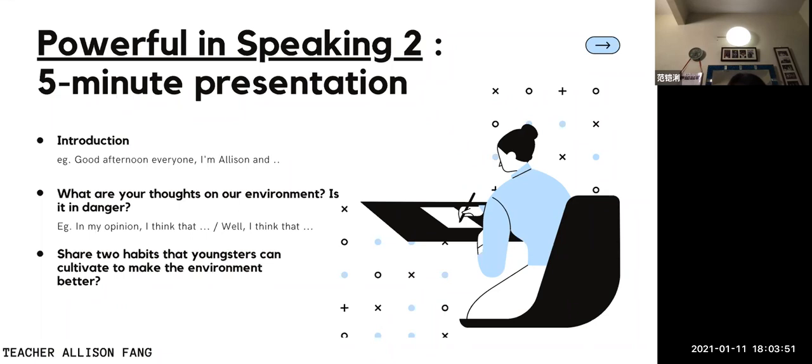One of the habits that youngsters should cultivate is that they should bring metal straws wherever they go instead of using a plastic or paper straw. Another habit to develop is that they should also use public transport or carpool with friends to reduce the air pollution.